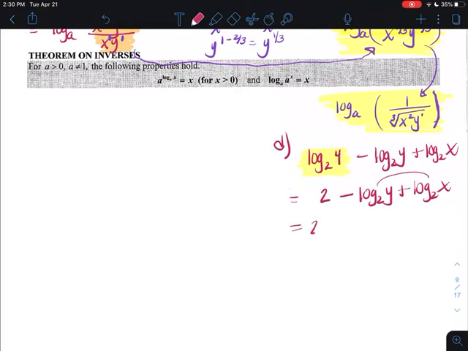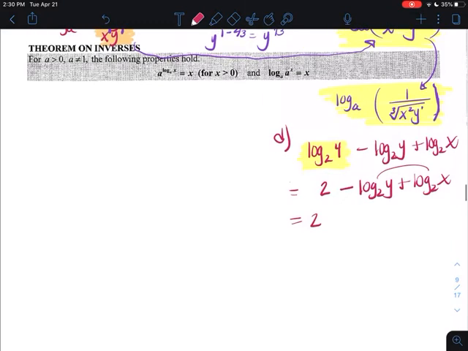And then I can condense this stuff here. So I have a 2, and then I have a minus log, and then this plus log. Because that's a minus, that means the y is going to go in the bottom of my fraction, and then that x has a positive log in front of it, so it's going to be positive. So you put plus log, and then you put base 2.